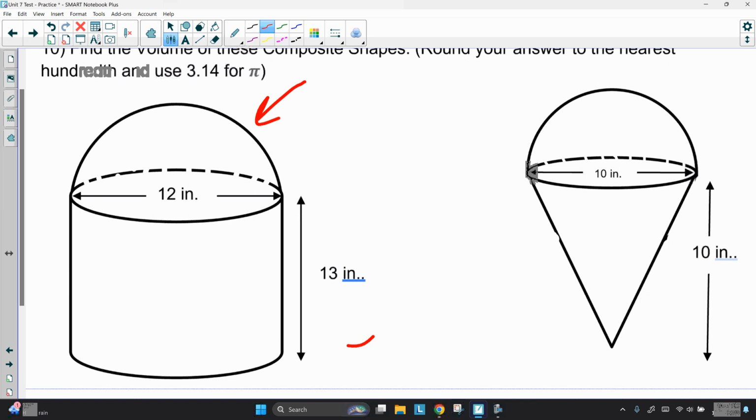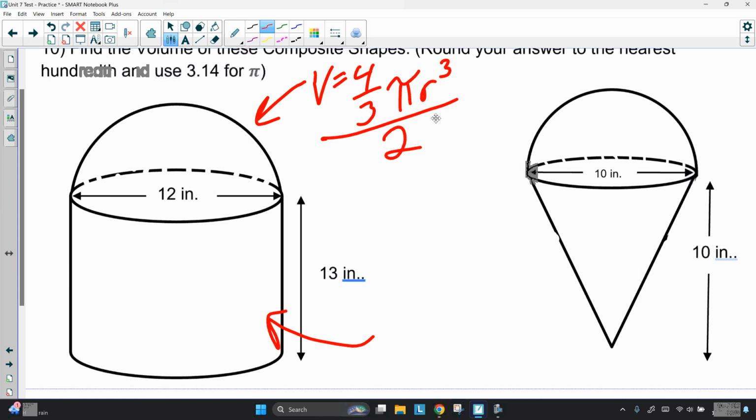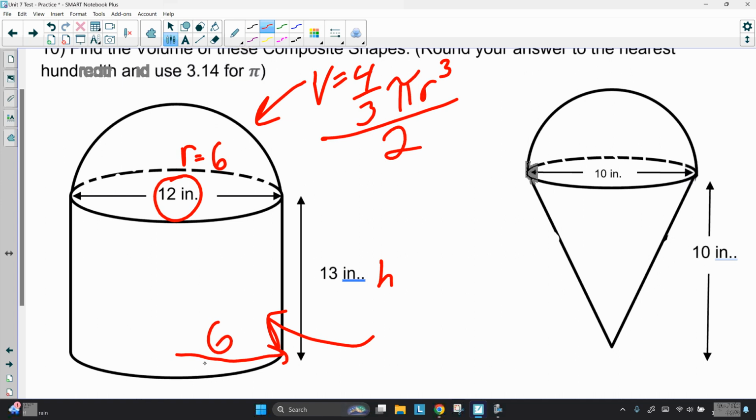The volume for a sphere is 4/3 pi r cubed, but since it's a hemisphere, we're going to wind up dividing all that by 2. Also, since this is the diameter, that radius is going to be 6, and naturally, 13 will be our height. We're also going to use that 6 for our cylinder's radius. The volume for a cylinder was pi r squared times h. Then we're simply going to add these 2, and we'll get the whole shape.